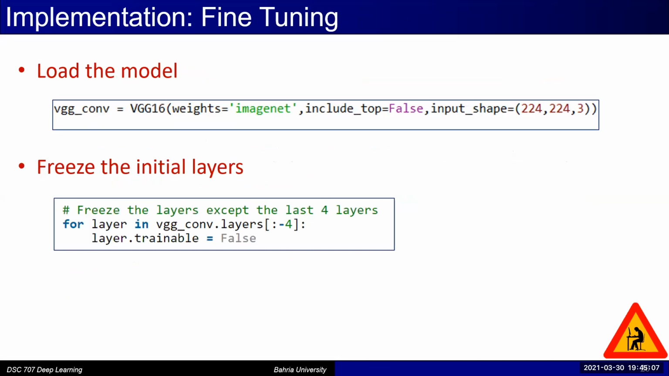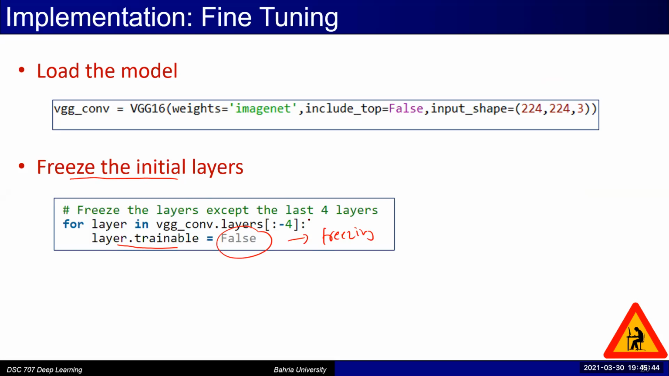Now, if you want to do fine tuning, so again, as I told you, you have the possibility of freezing initial layers. So here you see how much do you freeze? It depends on how similar your data is with the original data set on which the model was trained. So in this case, we are just loading the model. And when we say layer.trainable is false, this is like freezing the layer. Okay, means this layer will not be trained. So in this example, we are freezing all the layers except the last four layers, right?